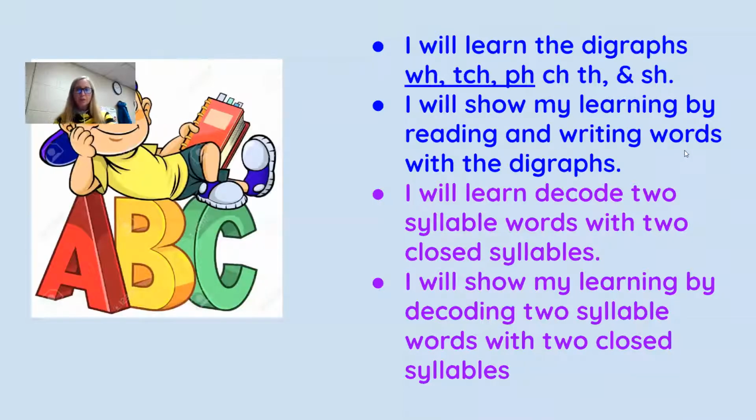All right, remember this week our focus digraphs were WH, TCH, and PH. Last week we did CH, TH, voiced and unvoiced, and SH. So we're going to continue our learning with our word dictation. Make sure you have your yellow word dictation book today. That's how we're going to show our learning as we continue to progress on with our digraphs. We're also going to continue our learning with decoding two-syllable words, both syllables having a closed syllable. We're going to model that, step through that today.